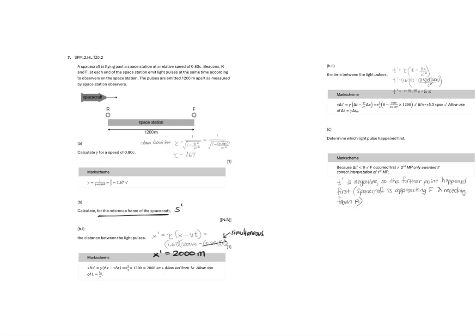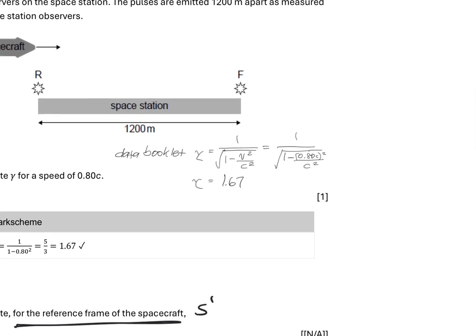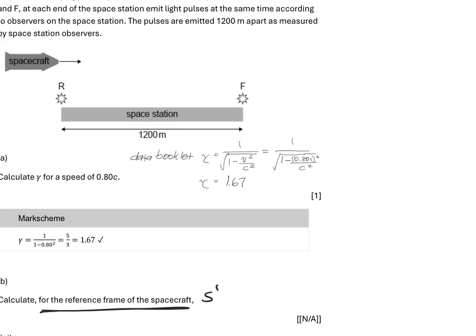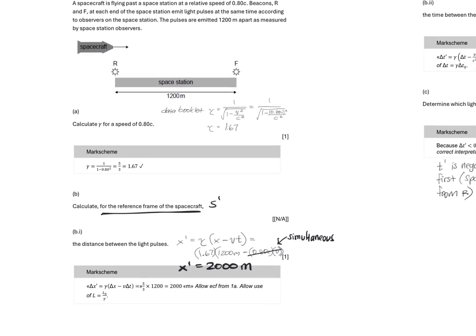So for number 7, 7a wants the Lorentz factor, the gamma value for 0.8c. So we use from the data booklet that gamma is 1 over radical 1 minus v squared over c squared, and we get 1.67 for gamma. Then B wants, for the reference frame of the spacecraft, that would be S prime, the distance between the light pulses. So we could use the Lorentz transformation for position. x prime is gamma times (x minus vt).